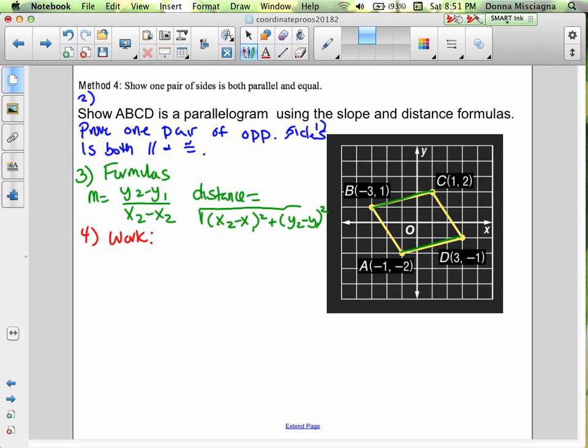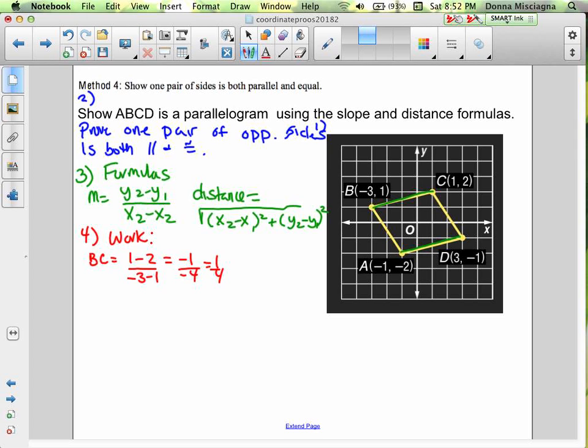All right, so we're going to find the slope of BC. So we take the difference in the y coordinates, so 1 minus 2 divided by negative 3 minus 1. And 1 minus 2 is negative 1, and negative 3 minus 1 is negative 4. Those negatives cancel, and so that is 1/4.